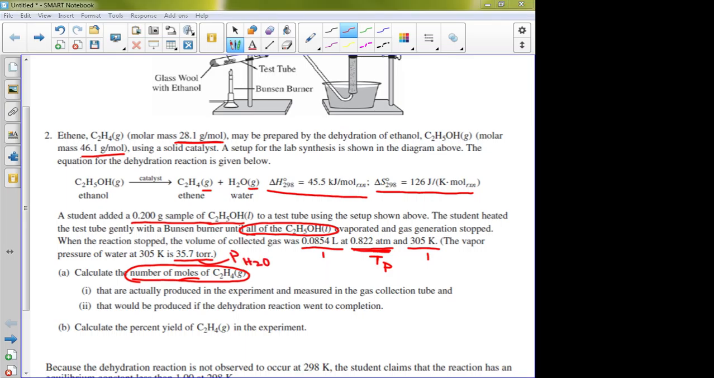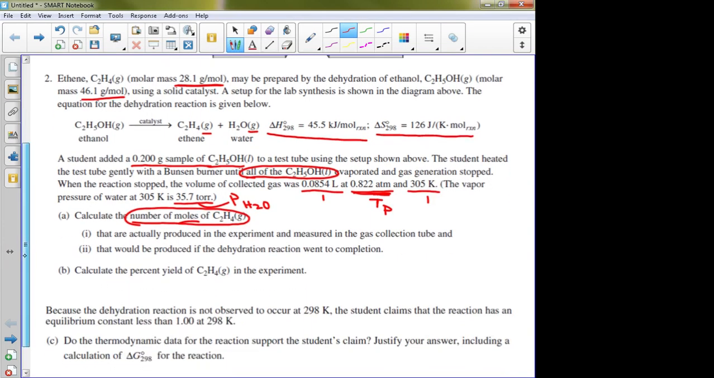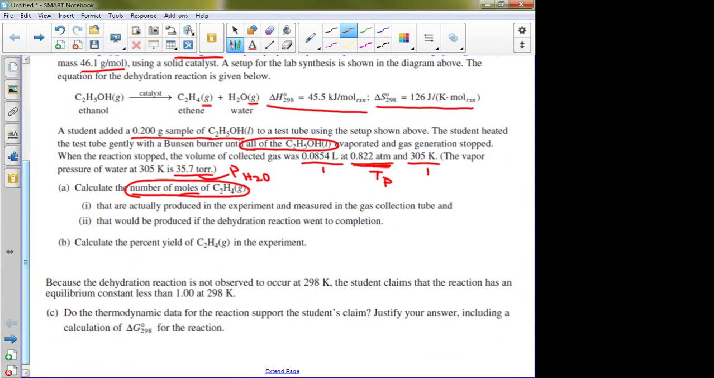H2O. So how can I get the pressure of the ethene? Convert the torrs to atmospheres and then do what? Subtract. Do we see that? Yes? We do see that? All right. So then we start freaking out because we go, I don't remember how to convert torrs to atmospheres. I don't remember that.